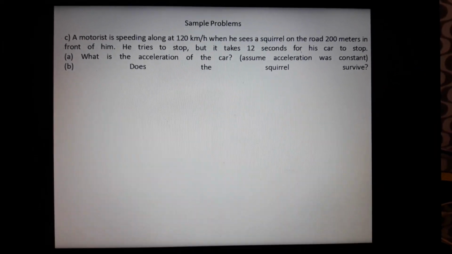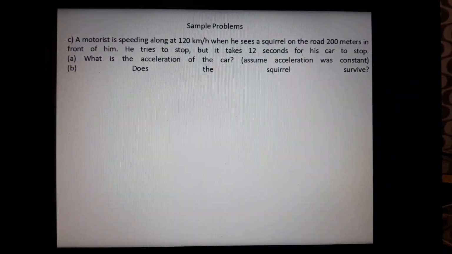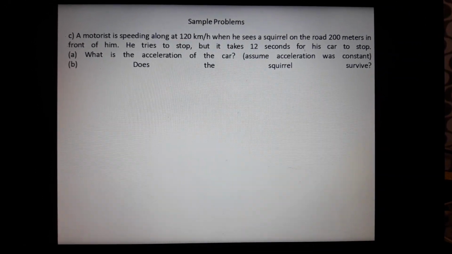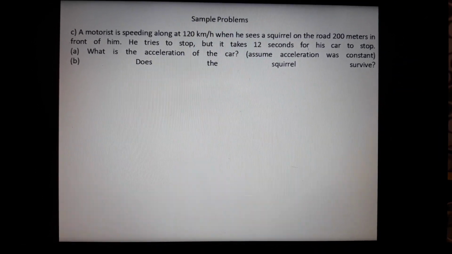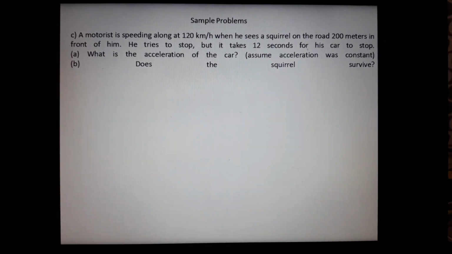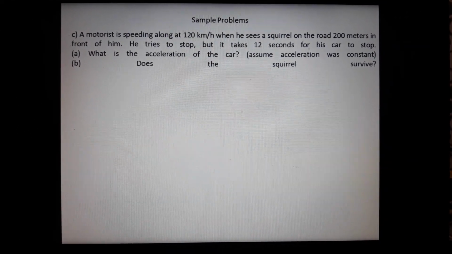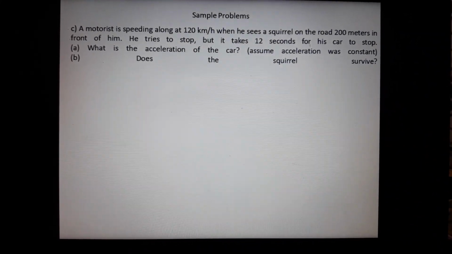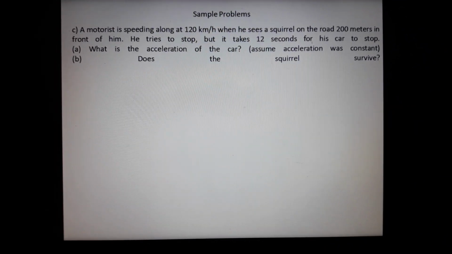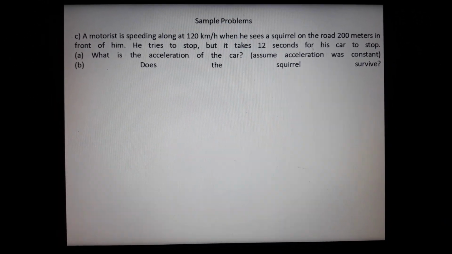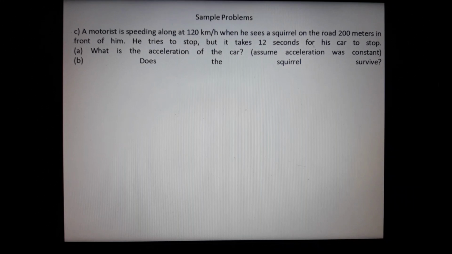Okay, now we will see sample problems. We are going to see the letter C because we are discussing acceleration. We have other videos here about the letters A and B, which are about average acceleration. Okay, let's go to C.